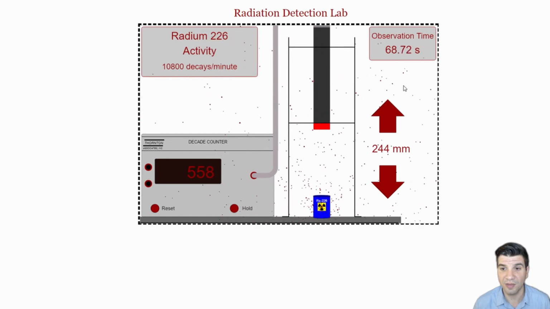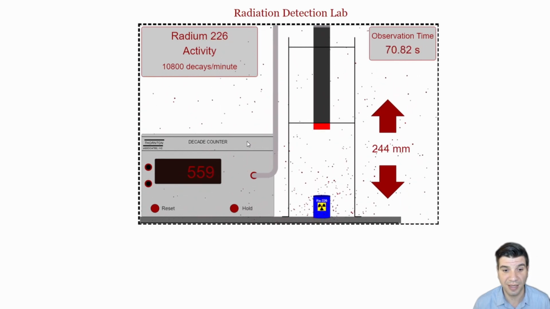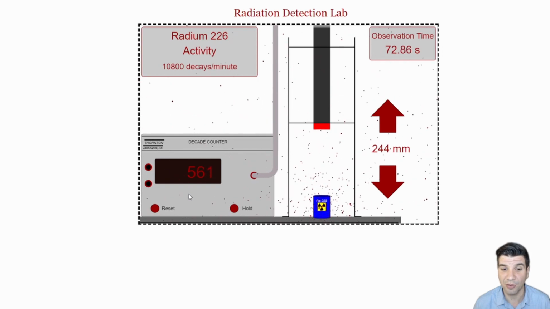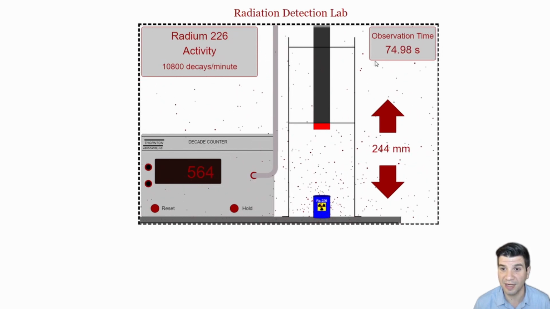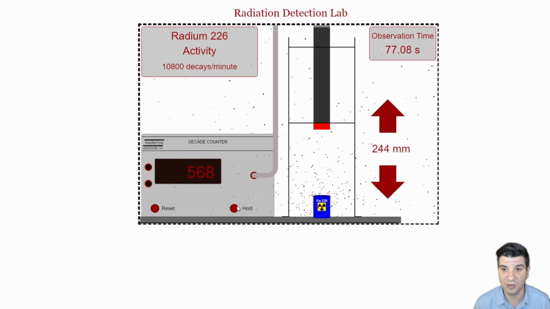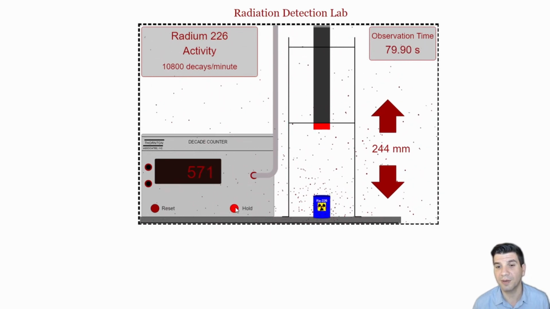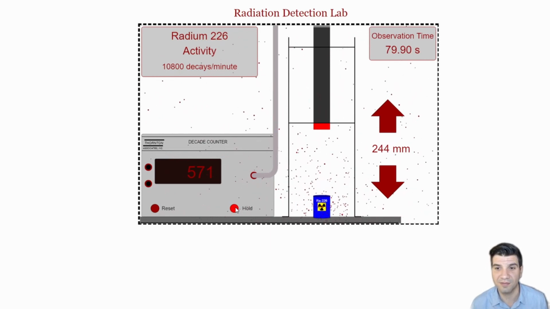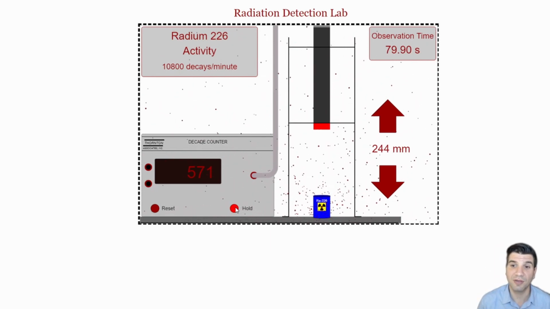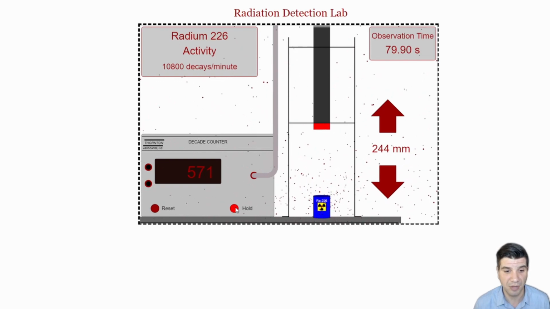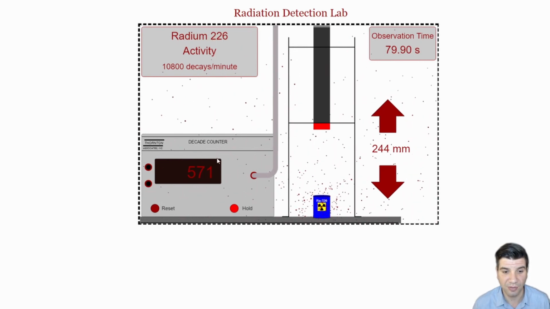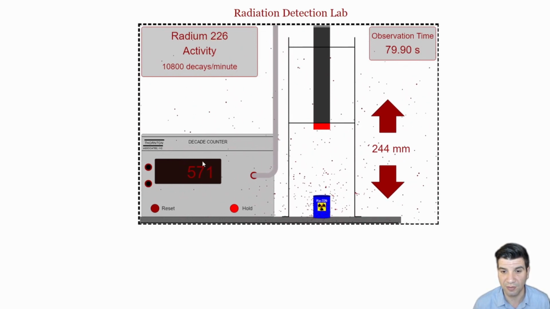Now, if you wanted to see exactly how many counts we have, how many particle detections we have at 80 seconds, you could just click the hold button when it says 80. Don't worry about being too precise. It's kind of tough to land it exactly. But here I stopped at 79.9. I'd say that's good enough. And now we know that we had 571 hits.